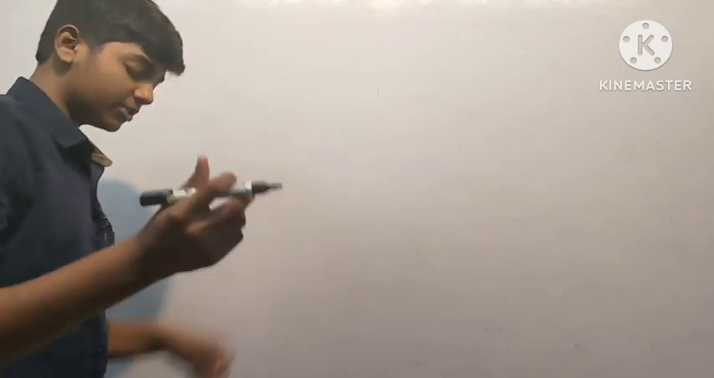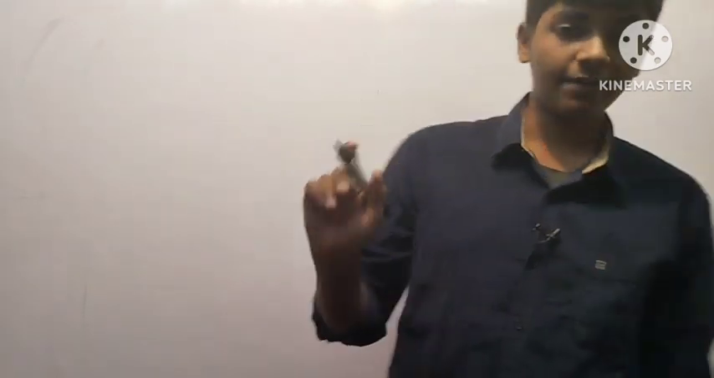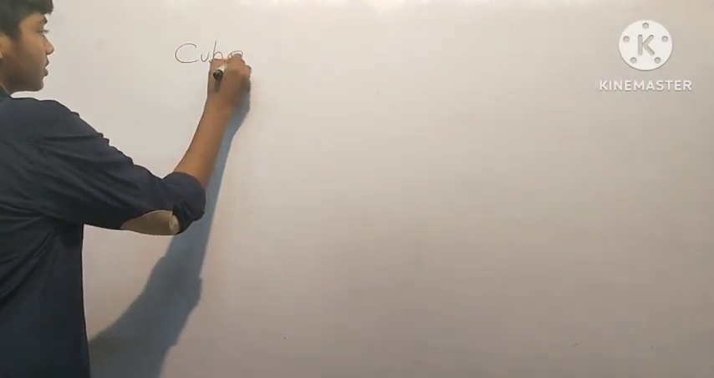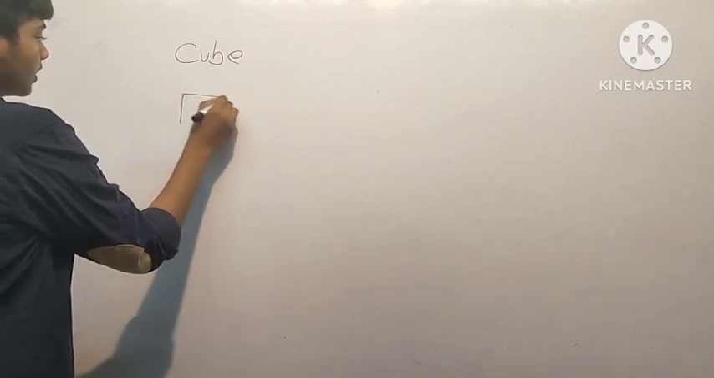So today we'll be learning about surface area and volume, the first part of surface area and volume. So we'll discuss the surface area of different shapes. First is the cube. Our first shape is the cube. So a cube looks something like this.